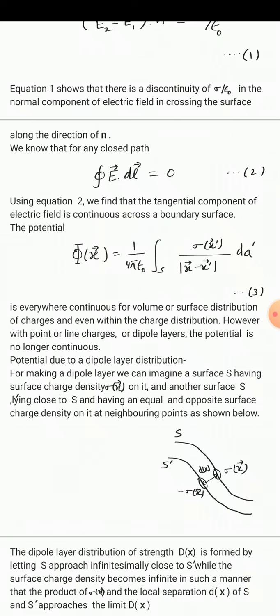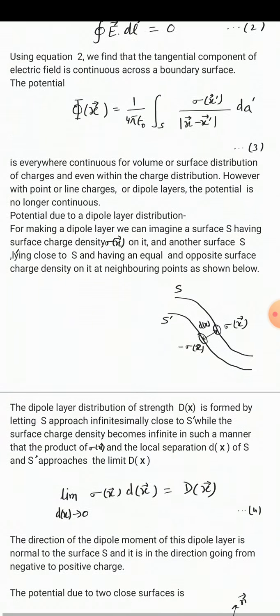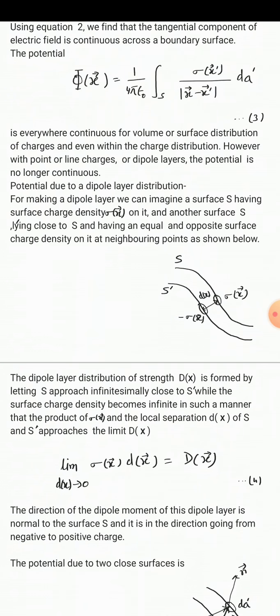So let us see the potential due to a dipole layer distribution and try to find out what happens to the potential when we cross the layers of the dipole. Now for making a dipole layer, we can imagine a surface S having surface charge density sigma x on it and another surface S dash lying close to S and having an equal and opposite surface charge density on it at neighboring points as shown in this particular diagram.